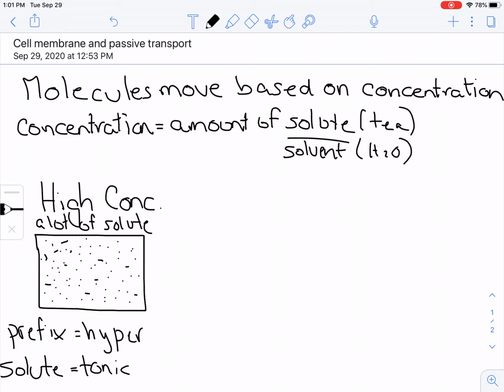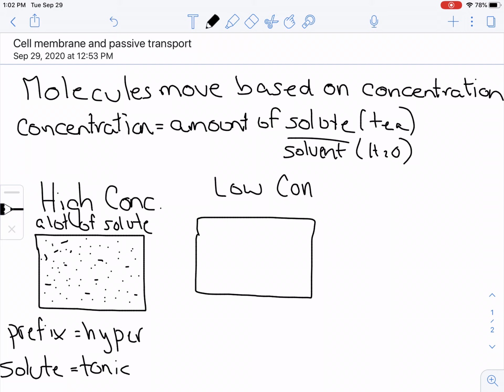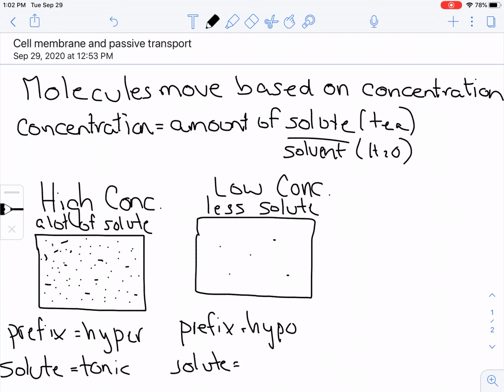Alternately, you can have something that is low concentration. In this case, you would be talking about less solute. The prefix we use is hypo, and again, because we're talking about the solute, we use the word tonic. So in locations where there's less stuff, we refer to it as hypotonic.